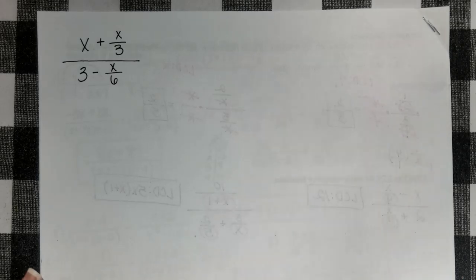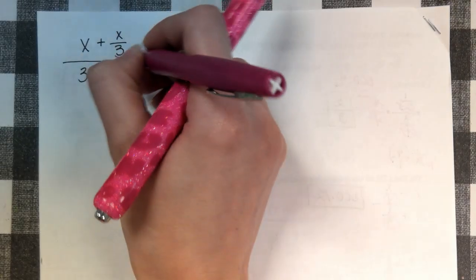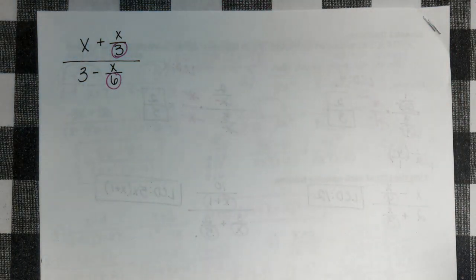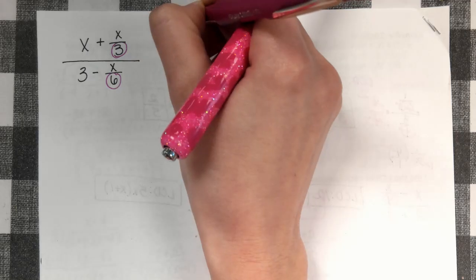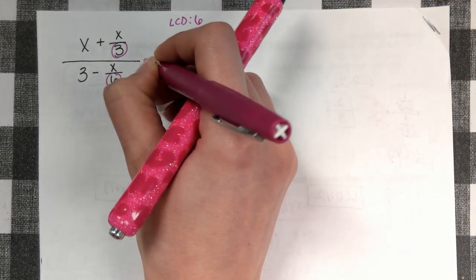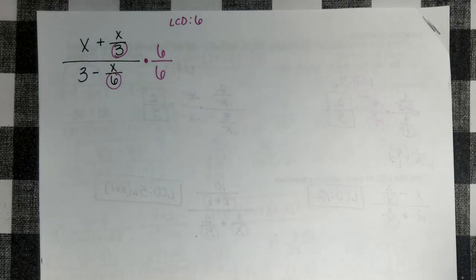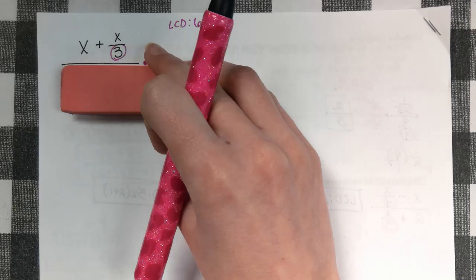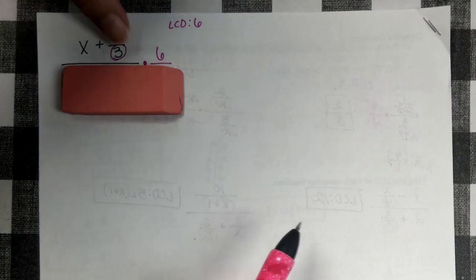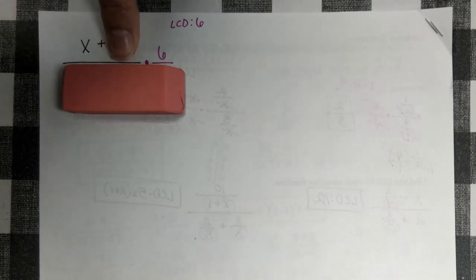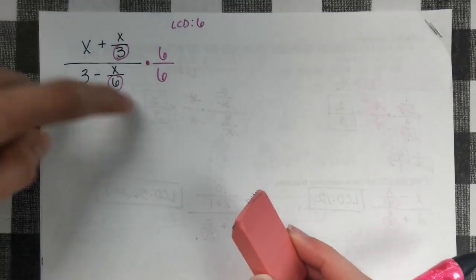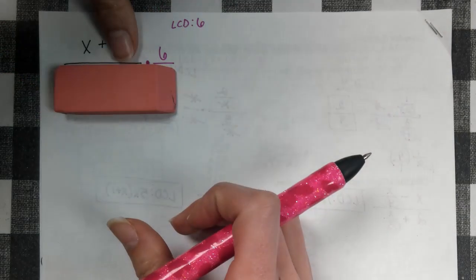If I do the top way, like my first way, I look at my mini denominators, 3 and 6. What's my LCD going to be? 6. So I'm going to multiply the top by 6 and the bottom by 6. Okay. And I'm going to cover up one at a time, right? I have 4 terms, right? I have 2 and 2. So I'm going to look at just this.